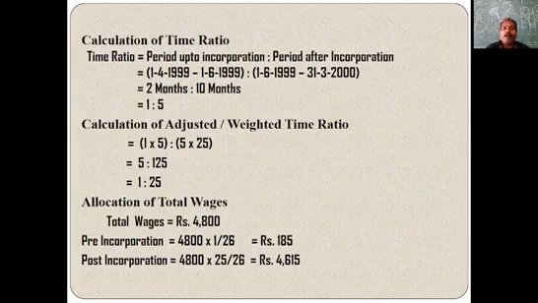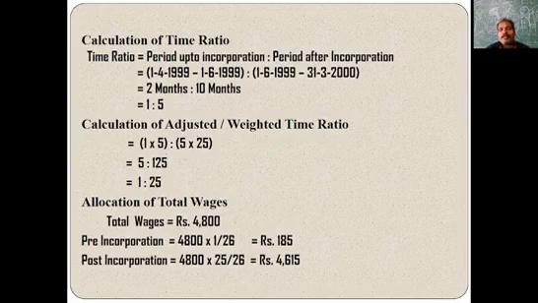So now we need to calculate the adjusted or weighted time ratio. How to calculate it? Based on the previous time ratio, we must use the number of employees. The previous time ratio is 1:5. So 1 into the pre-incorporation number of workers, 5, is 5. For the post-incorporation period, 5 into the number of employees, 25, is 125. That means the ratio is 5:125, which is 1:25.